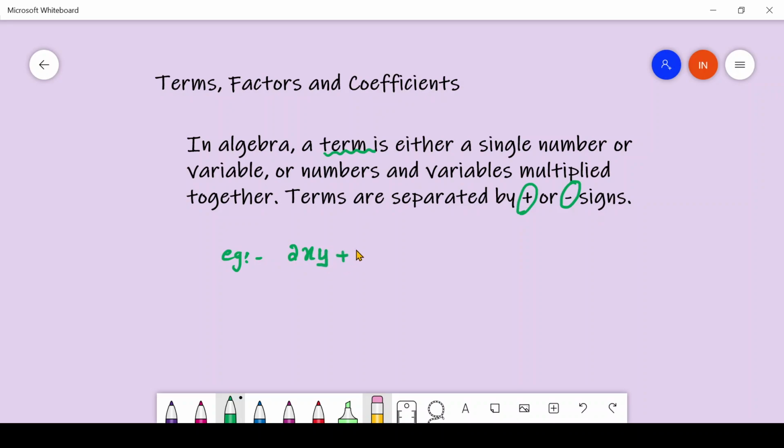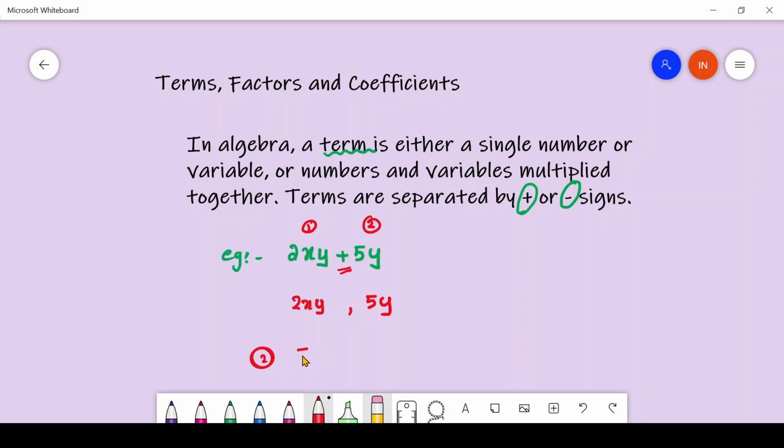2xy plus 5y. So as I discussed just now, it is separated with a positive or negative sign. Here you can see the positive sign. So you can see from the expression there are two terms. One is 2xy and the other is 5y. Let us see another example.